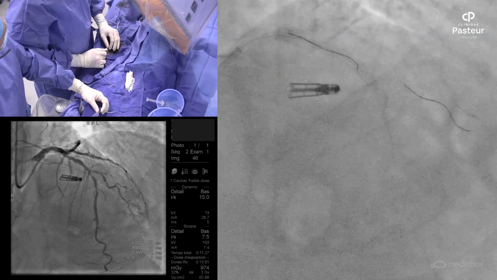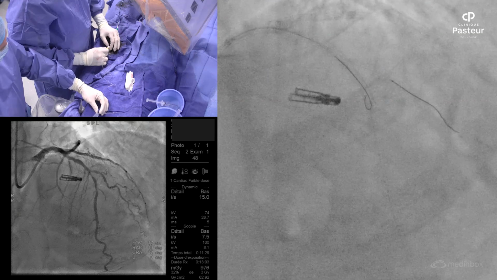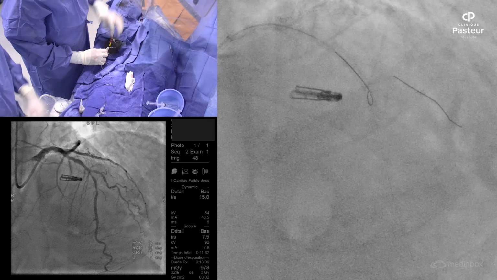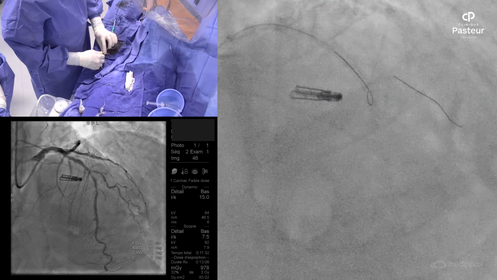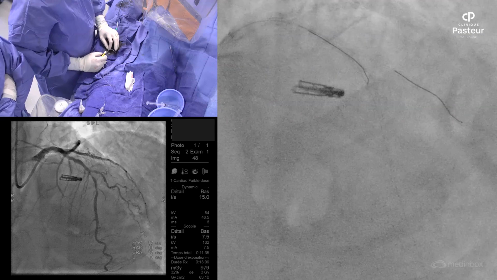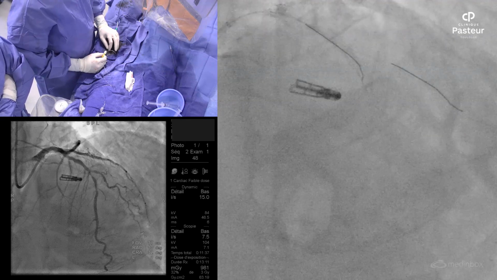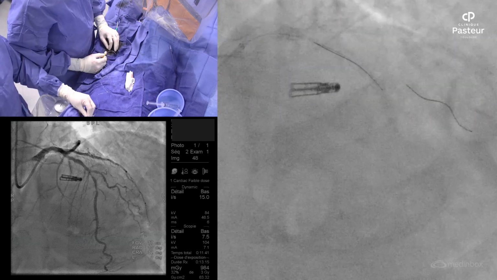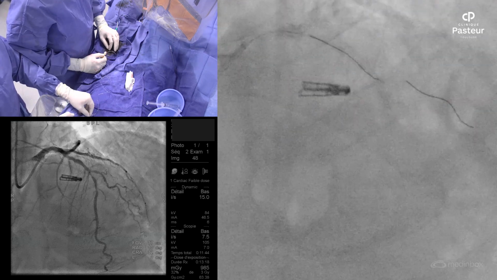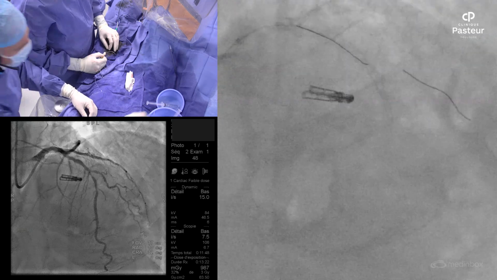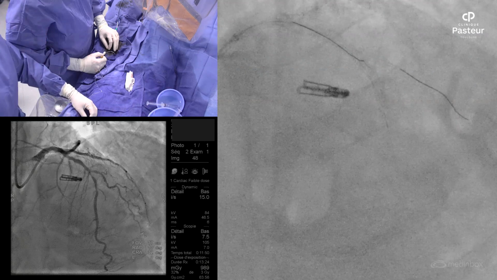So now you try to recross through the diagonal. First of all, tell me, which wire are you using, Benjamin? Someone from the audience wondered which wire you would use to recross. So my first choice, and I like it, is a Fielder FC to recross the strut. I think it's a very good wire, quite safe, and this is my first choice for recrossing struts.